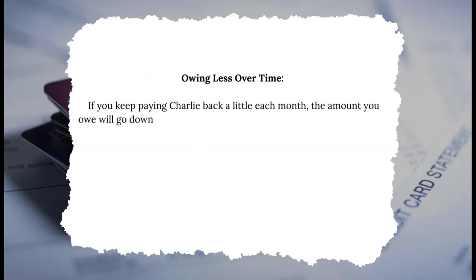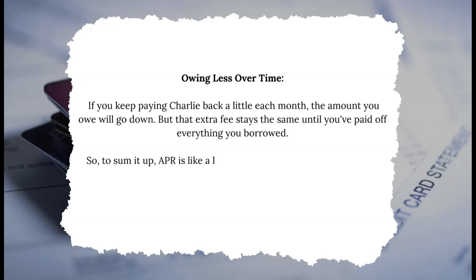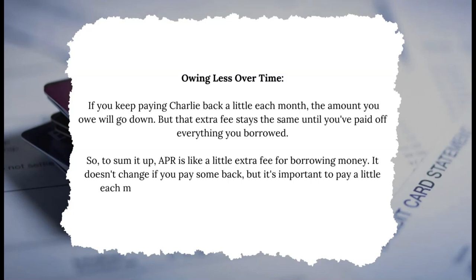If you keep paying back Charlie a little bit each month, the amount you owe him is going to go down. But that extra fee is going to stay the same until you've paid off everything you borrowed from him. So to sum it up, APR is like the little extra fee for borrowing money. It's not going to change if you pay back a little, but it's important to pay back a little each month to make the amount you owe go down over time if you're not able to pay back the full amount.